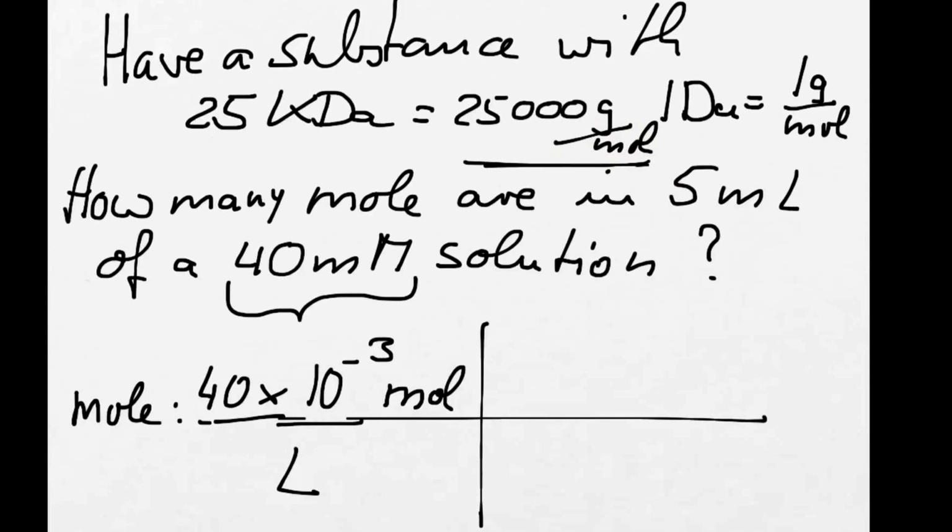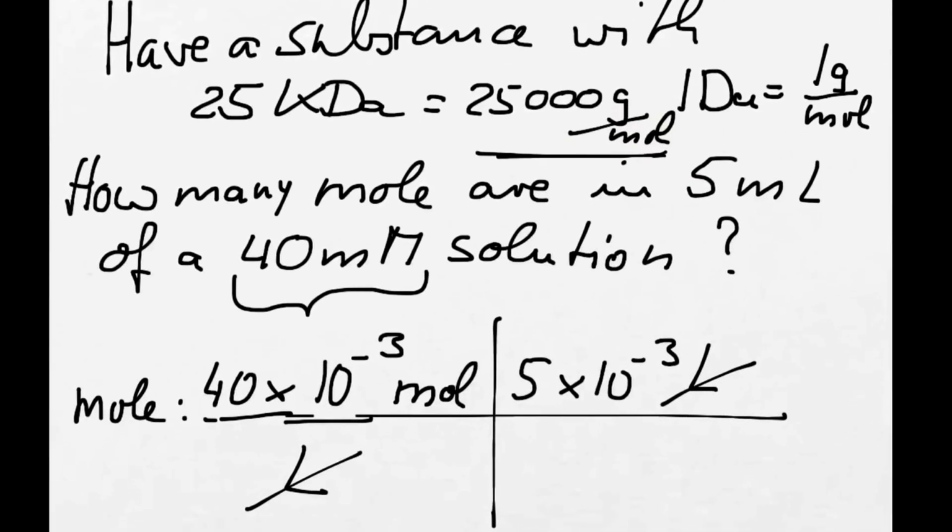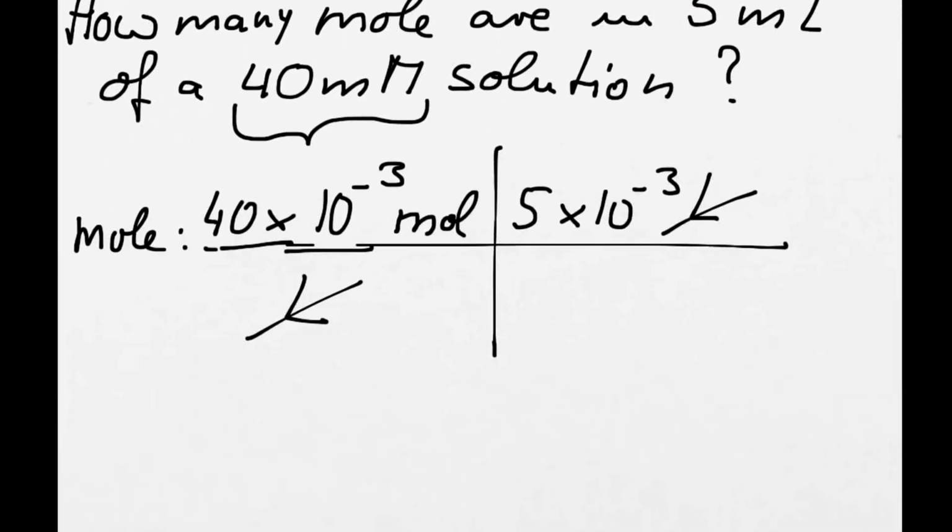Do we have anything with a liter in it? It is 5 times 10 to the minus 3 liter. Liter cancels out. And all I have left is 5 times 40 gives 200, thank you. And 10 to the minus 3 times 10 to the minus 3 gives 10 to the minus 6, exactly.